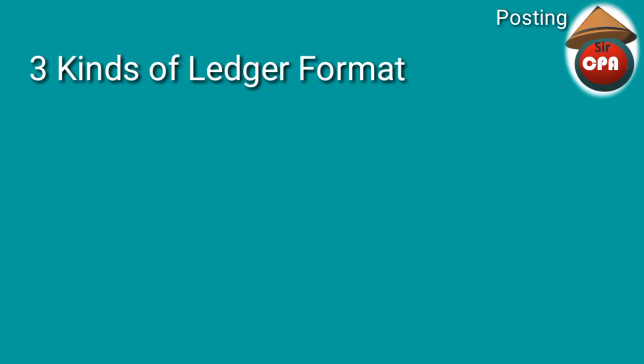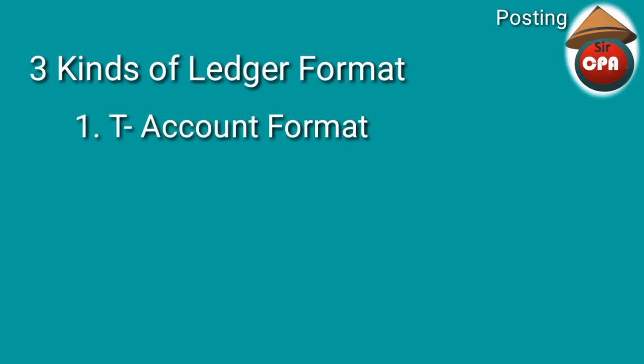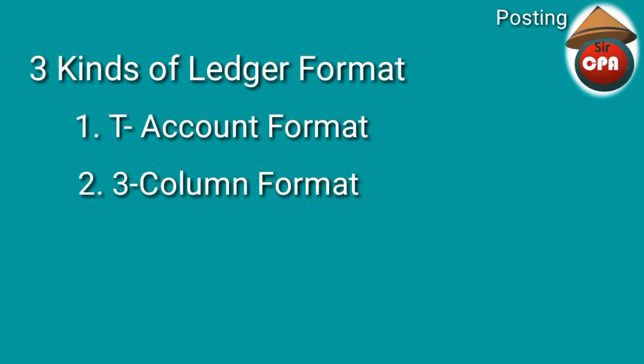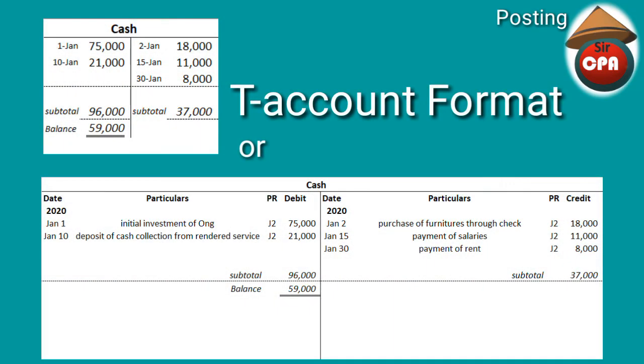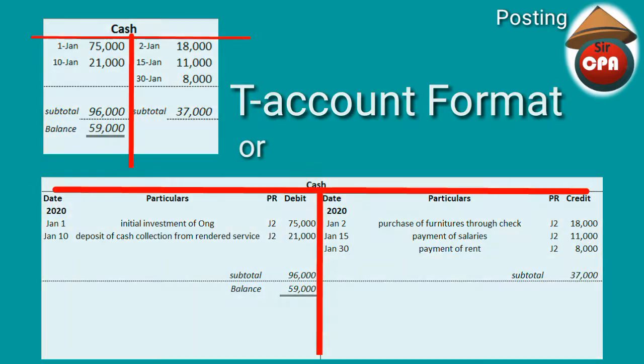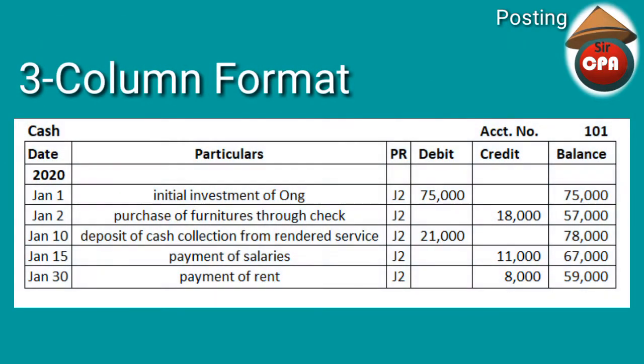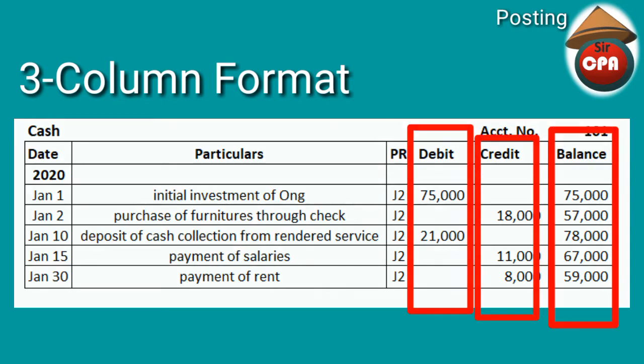We have three kinds of ledger formats. Number 1, T-account format. Number 2, 3-column format. Number 3, 4-column format. So, ipakita lang natin, no? Ayan, kung mapapansin nyo, this is the T-account format of a ledger. Kasi obviously, it is designed as letter T. Ito naman yung 3-column format. Kaya siya tinawag na 3-column format ay dahil sa debit, credit, at balance column na to.